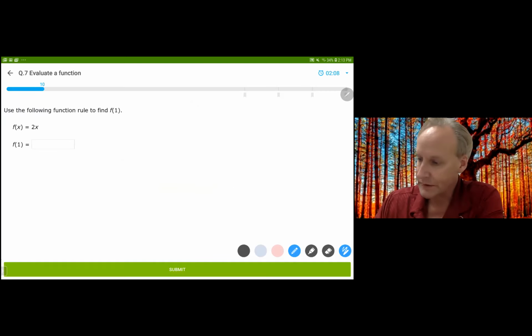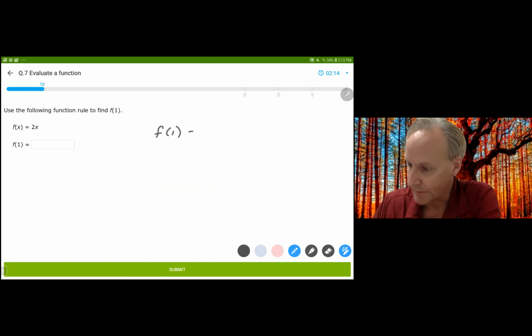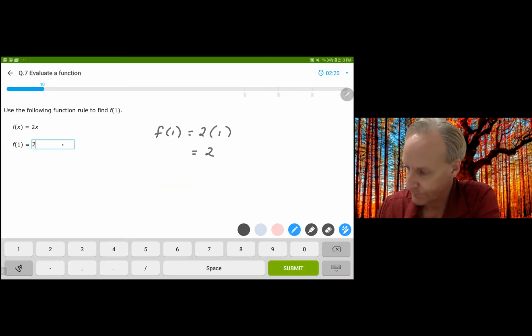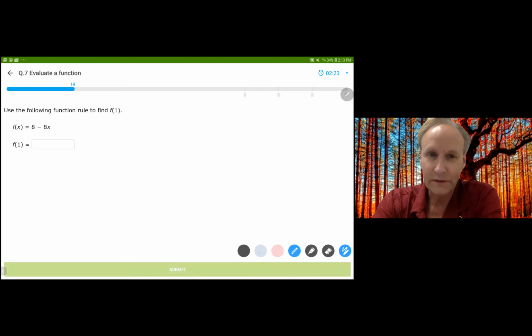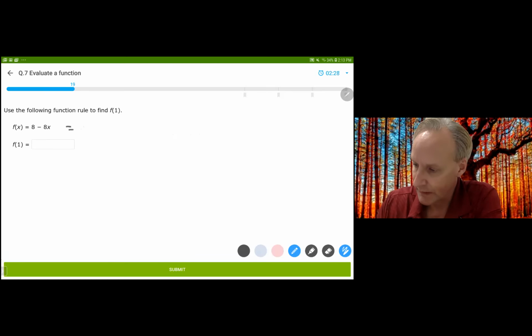Okay, this one's a much easier one. We want f of 1, and that's 2 times 1, which is, of course, 2. I'll go a little faster after a while, but for right now, I'm going to go ahead and substitute 8 minus 8 times 1, because they want me to put the 1 in for the x, and 8 minus 8 is 0, isn't it?